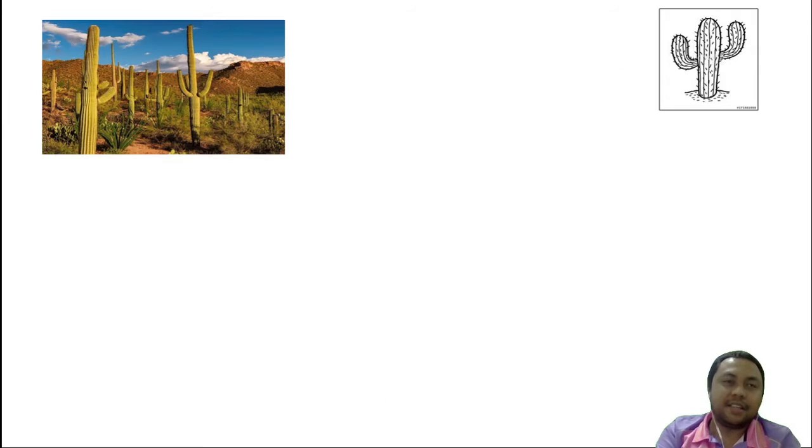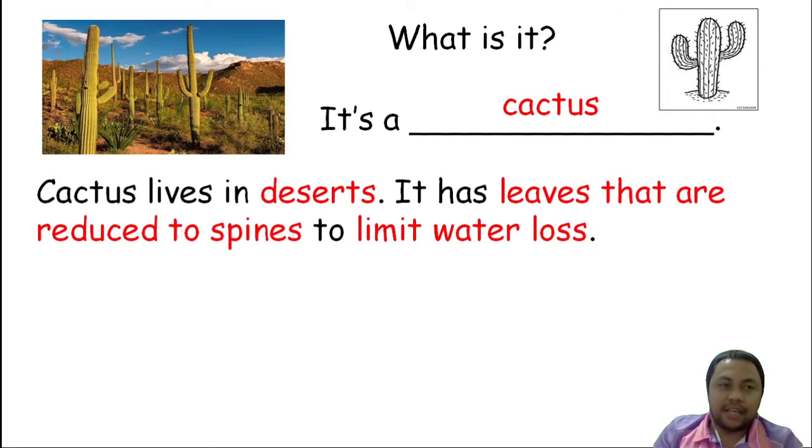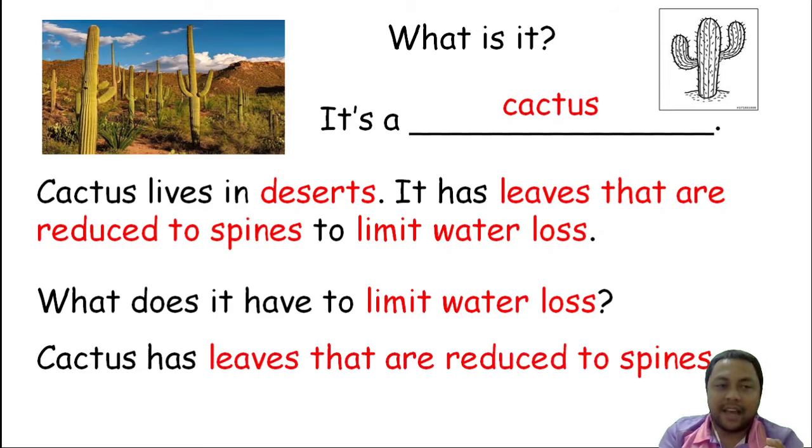Alright, next. What is it? It's a cactus. Cactus lives in deserts. It has leaves that are reduced to spines to limit water loss. Question, what does it have to limit water loss? Cactus has leaves that are reduced to spines.